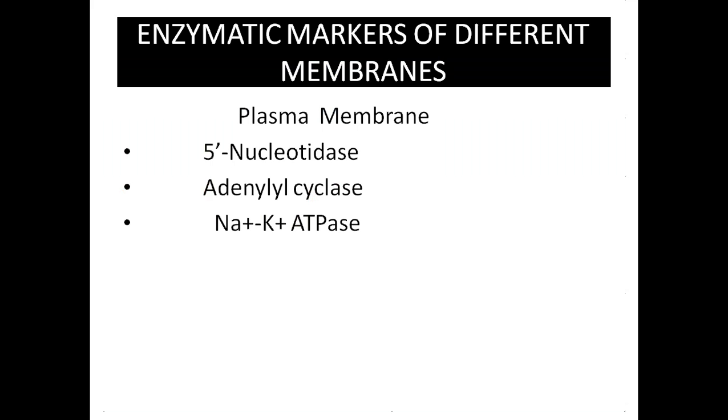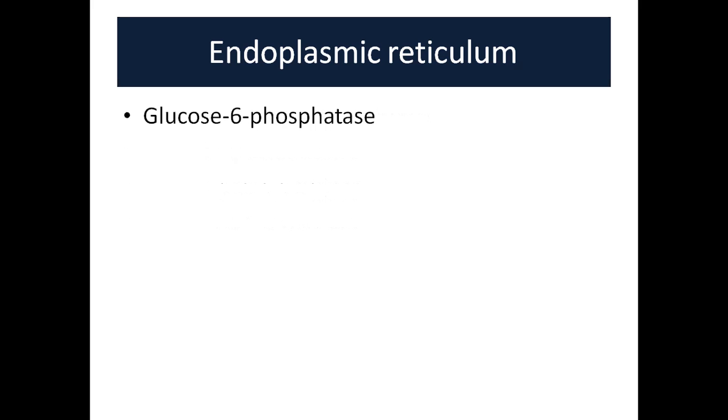There are some enzyme markers of different membranes. It is a very important question. Plasma membrane has three particular enzymes: 5' nucleotidase, adenylyl cyclase, and sodium potassium ATPase. These are important for plasma membrane. Endoplasmic reticulum has a special enzyme marker, glucose 6 phosphatase.